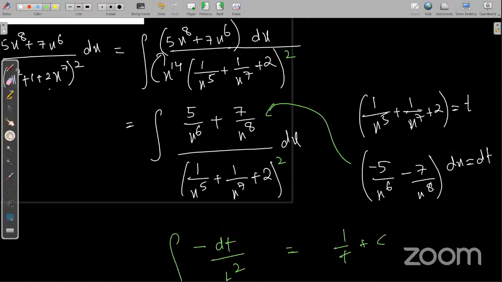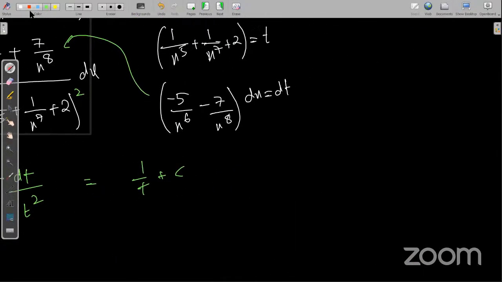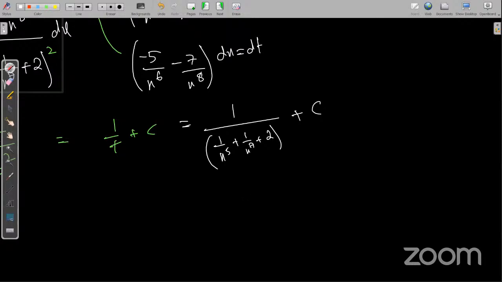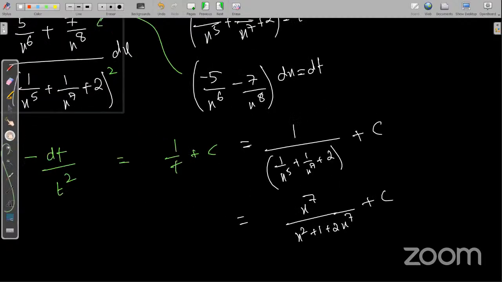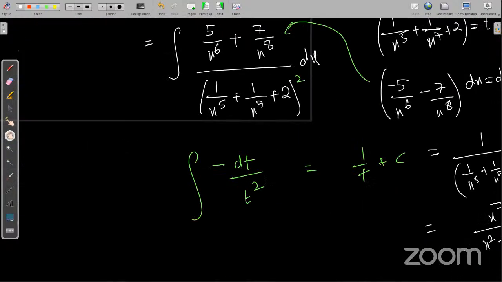What is your answer, guys? It is equal to 1 by, what is t we have taken? 1 by x power 5 plus 1 by x power 7 plus 2, plus c, right? Okay, so first of all, let me do the LCM and write it down. I'll get x power 7 in numerator divided by x square plus 1 plus 2 x power 7, plus c. What is this one, guys? This is f of x that is given, right?